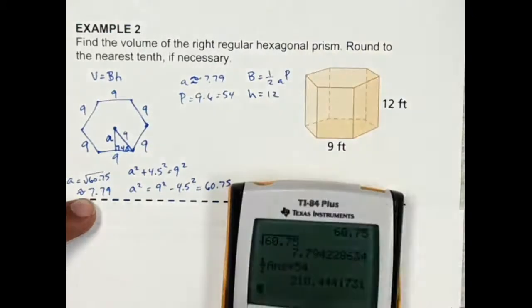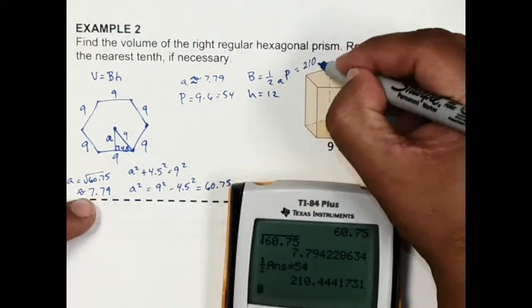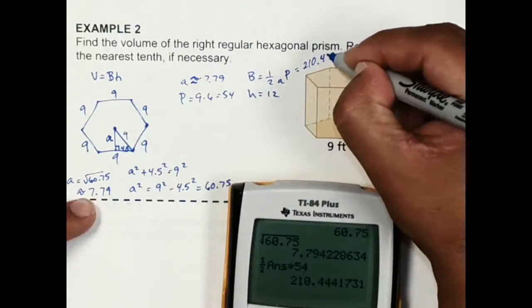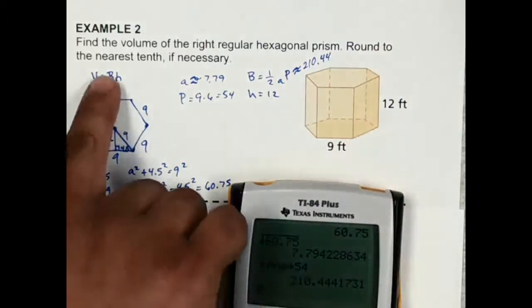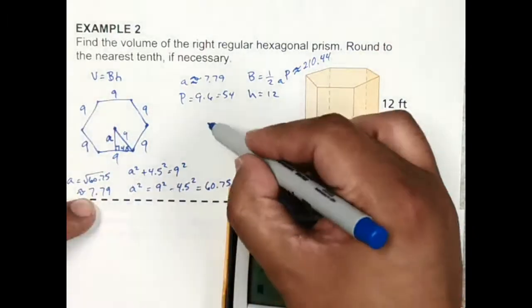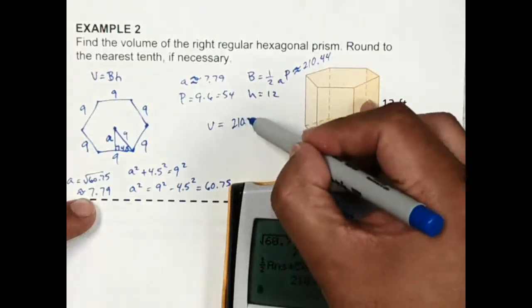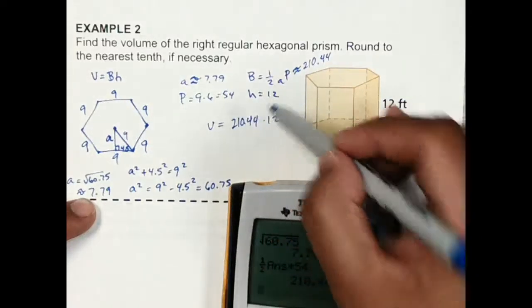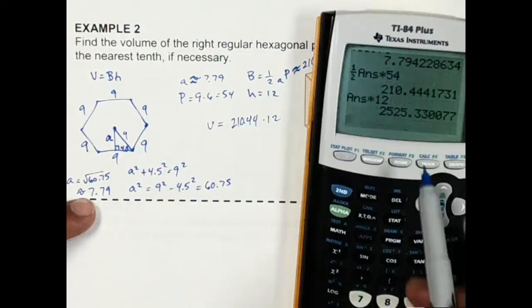Alright, so my 1/2 AP comes out to be 210.44. Again, I'm not going to round it. I'm going to leave that in my calculations when I do this. So now I have my volume is equal to this 210.44 times my height of 12. It has this answer in the calculator, so I'm just going to store that in there and replace that times 12. I'm not doing any rounding just yet. I want to round here at the very end.